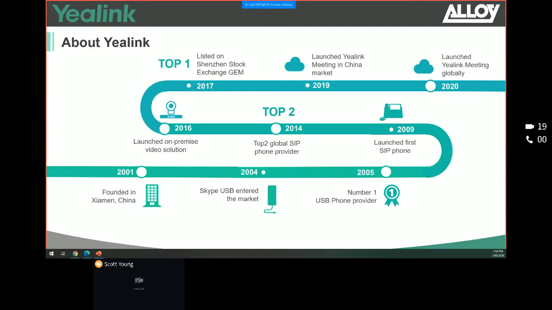Around 2016, they launched into the VC space and came out with their first version of their on-premise hardware solutions for VC. In 2017, SIP platform IP phones, and they also listed themselves on the stock exchange in China. Now, in regards to Yealink Meeting, they launched that in 2019 in China, so it's actually been running in China for around 18 months. And then they've launched the platform globally now in 2020.